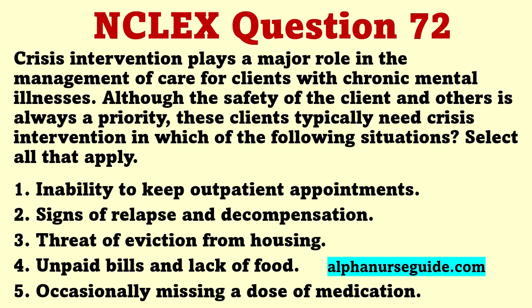Crisis intervention plays a major role in the management of care for clients with chronic mental illnesses. Although the safety of the client and others is always a priority, these clients typically need crisis intervention in which of the following situations? Select all that apply. 1. Inability to keep outpatient appointments. 2. Signs of relapse and decompensation. 3. Threat of eviction from housing. 4. Unpaid bills and lack of food. 5. Occasionally missing a dose of medication.